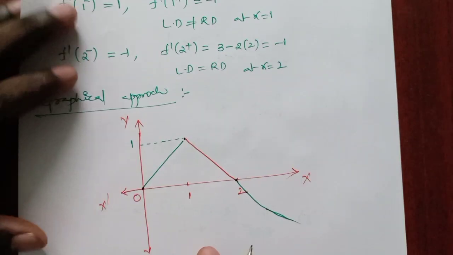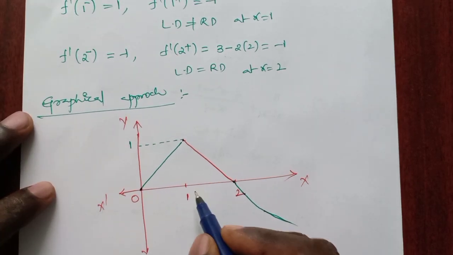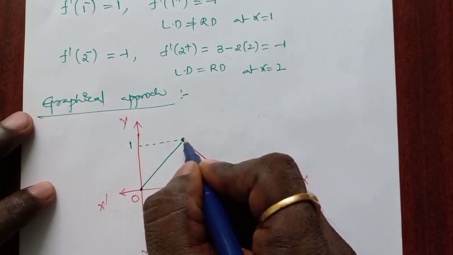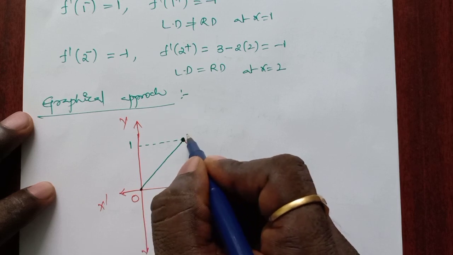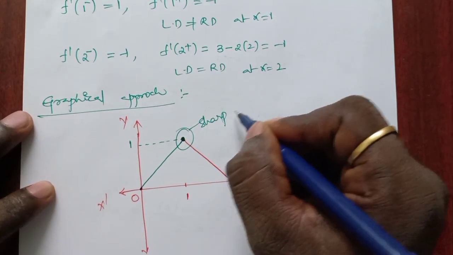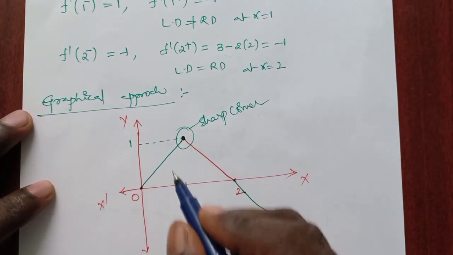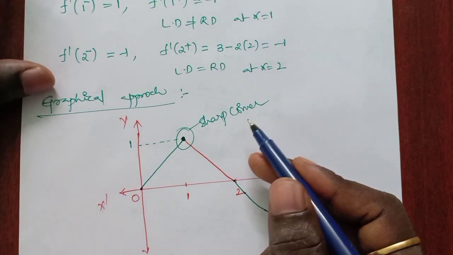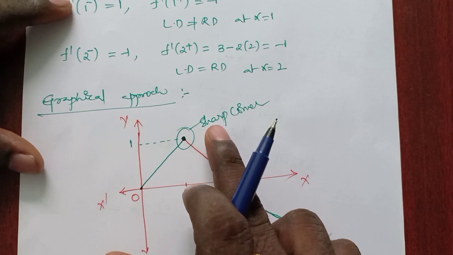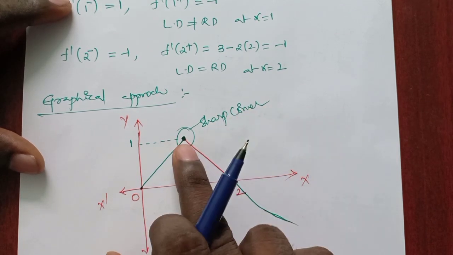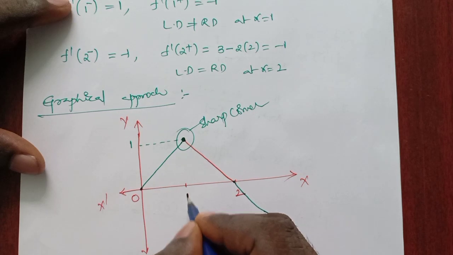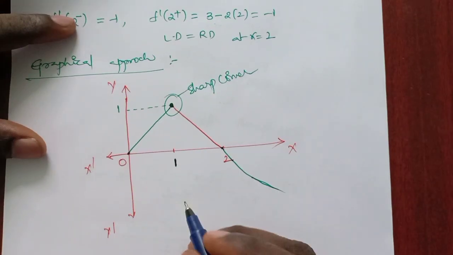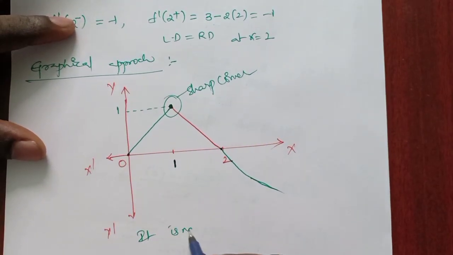Now observe this graph. Here clearly at x equal to 1 we have a sharp corner. Please see this, at x equal to 1 we have a sharp corner, but the function is continuous. Though the function is continuous here, it is a sharp corner. That's why, coming to the differentiability rule, at sharp corners the function is not differentiable. Clearly the function is not differentiable at x equal to 1, because at 1 the graph has a sharp corner.